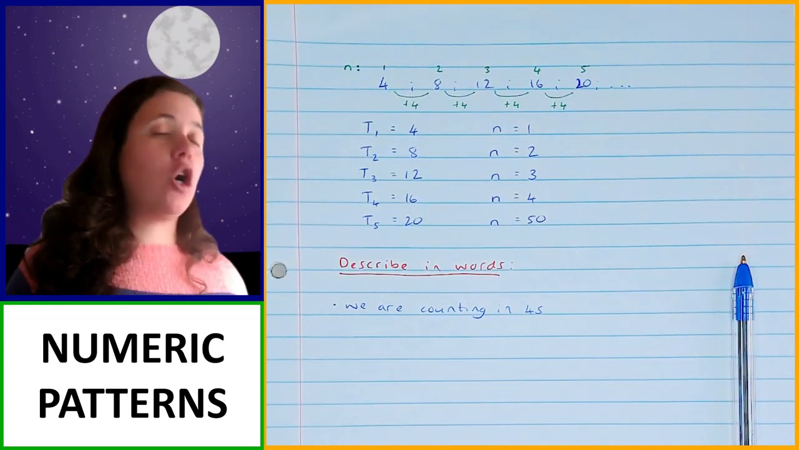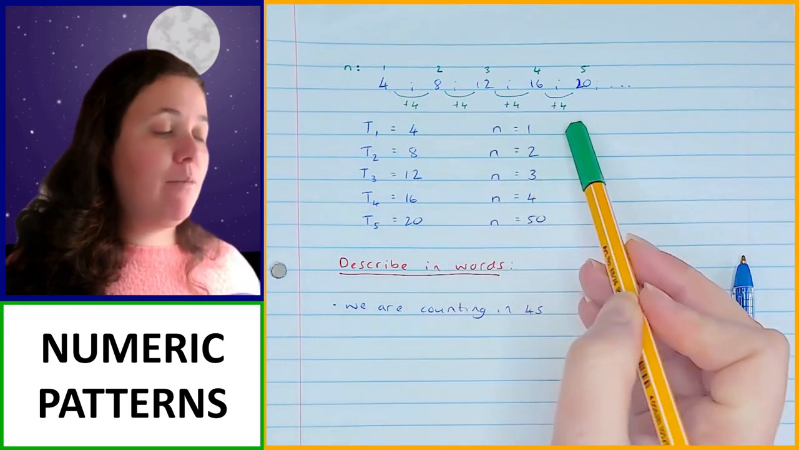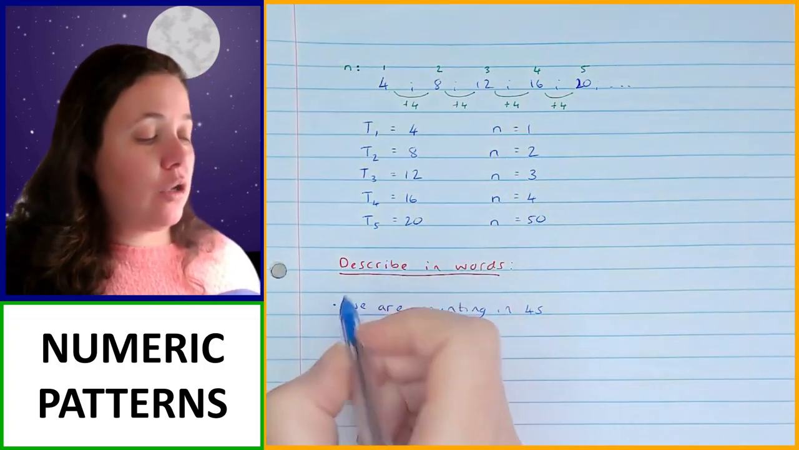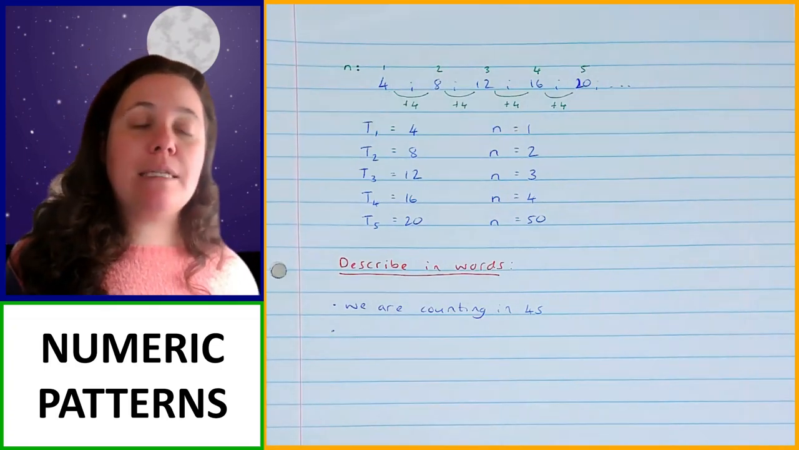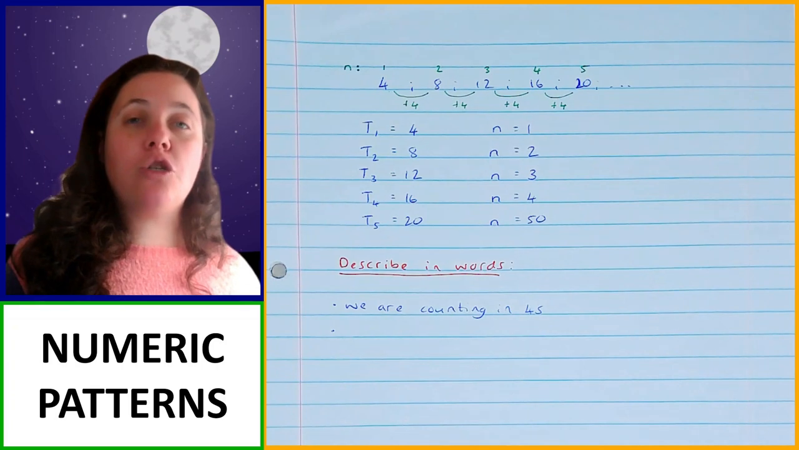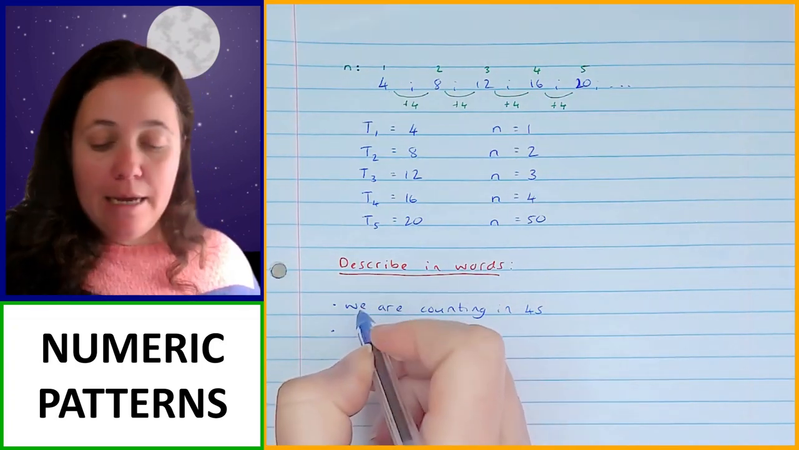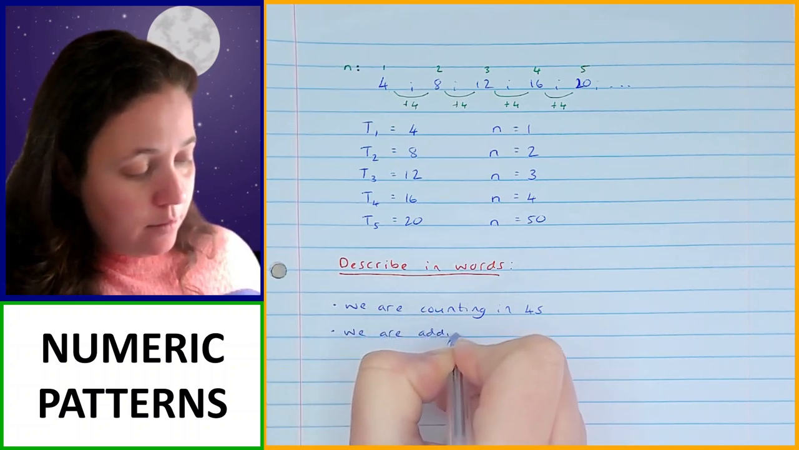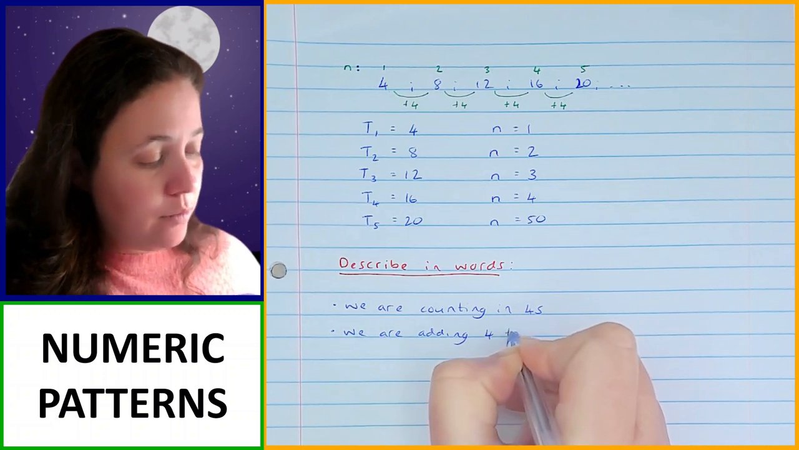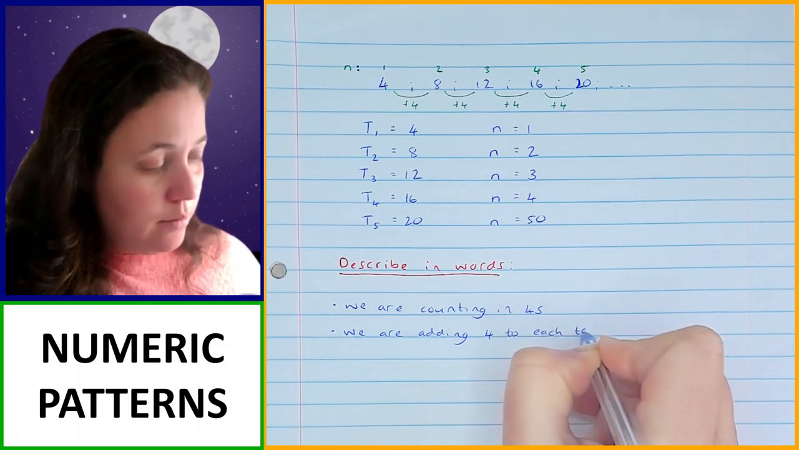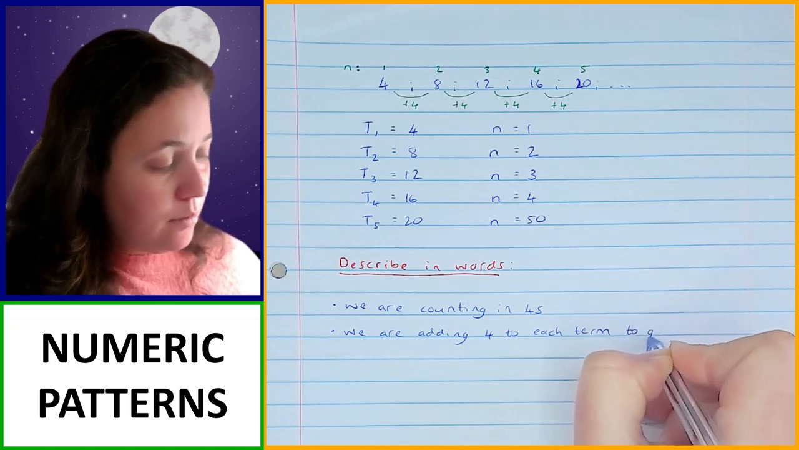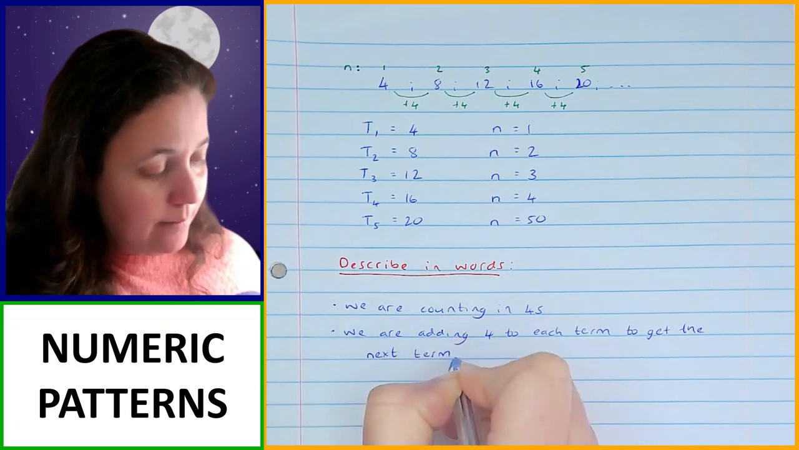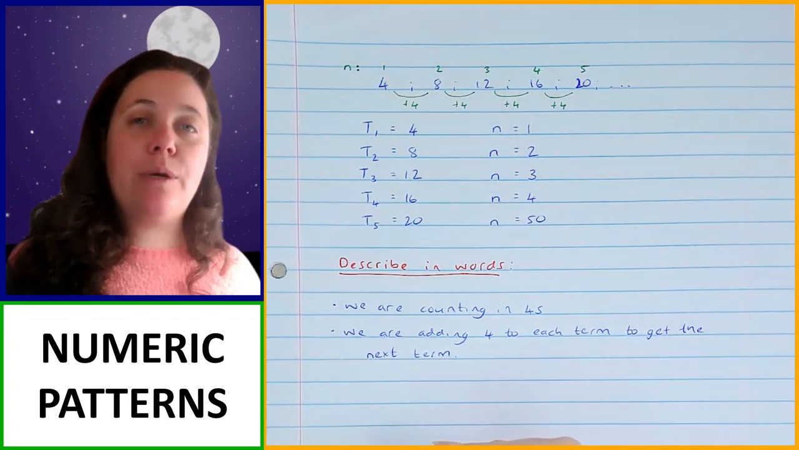So that is what we call a constant difference, that the same thing is being done, as in added or subtracted, every single time, okay? So I can talk about how the pattern is progressing in terms of what I'm doing to get from one term to the next each time. Okay, so in this case, we are adding 4 to each term to get the next term. Okay, so that's the second way that we can describe it in words.